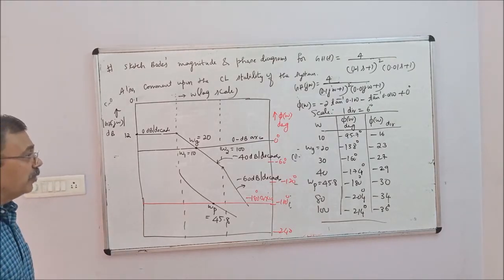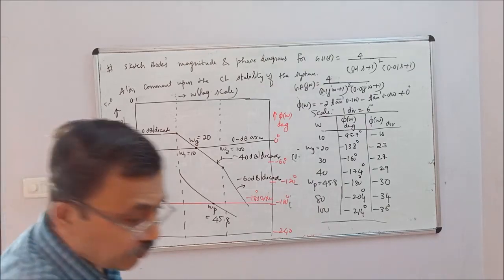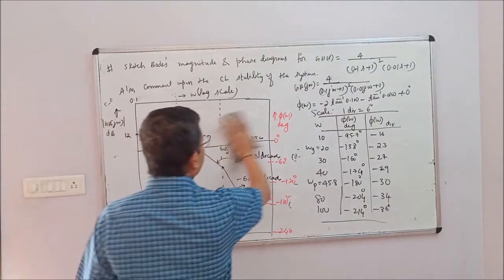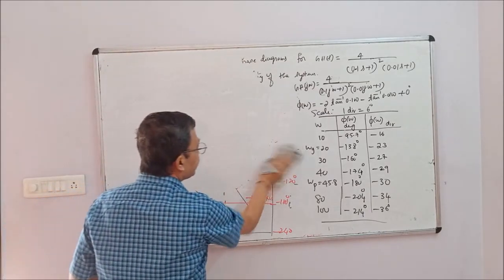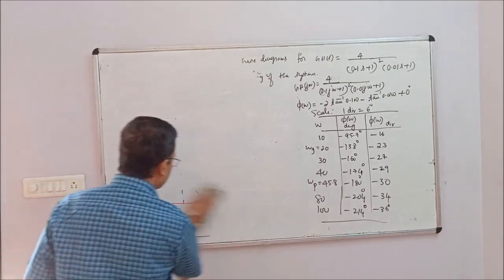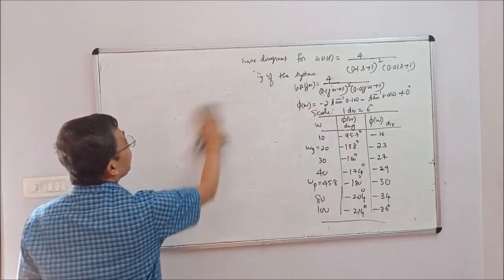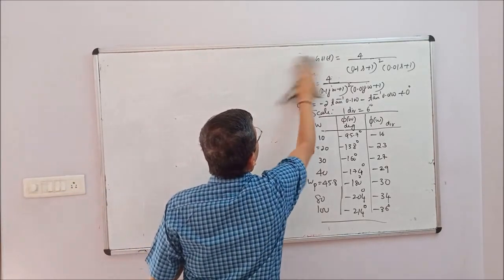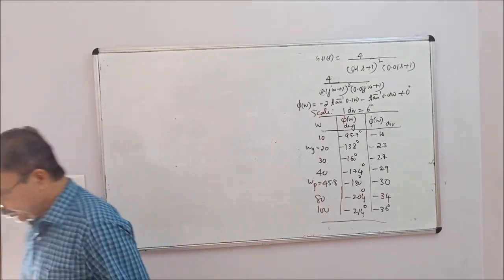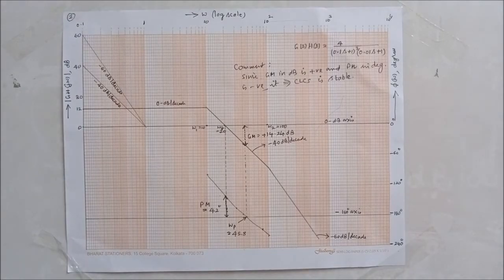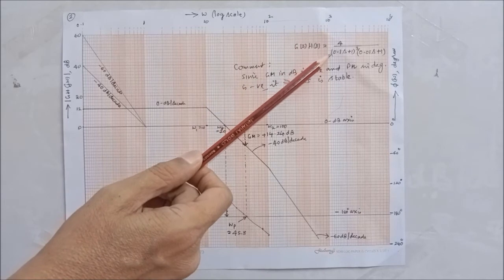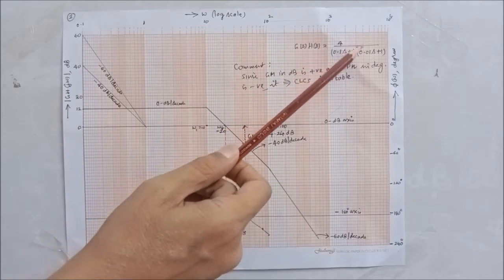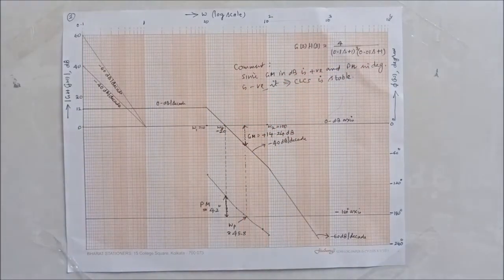Now we go to the semi-log sheet. Now I will explain problem number 2 on the semi-log sheet. The transfer function is G(s)H(s) equal to 4 divided by (0.1 s plus 1) whole square into (0.01 s plus 1).